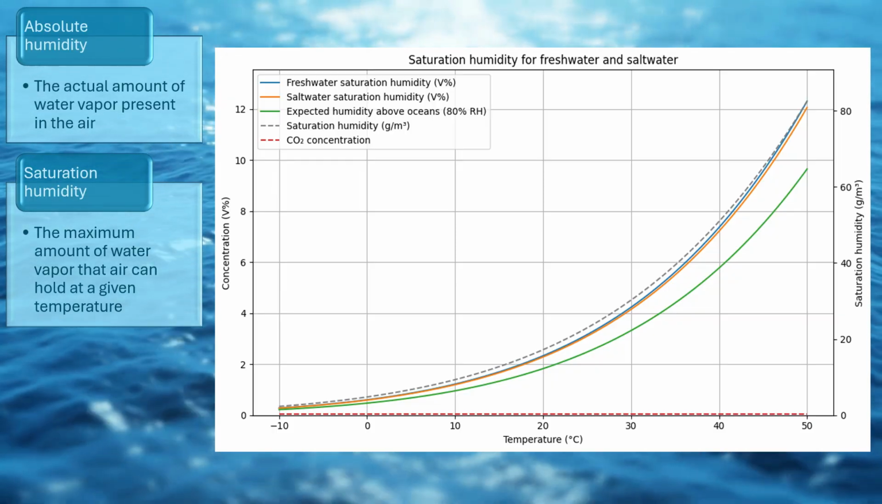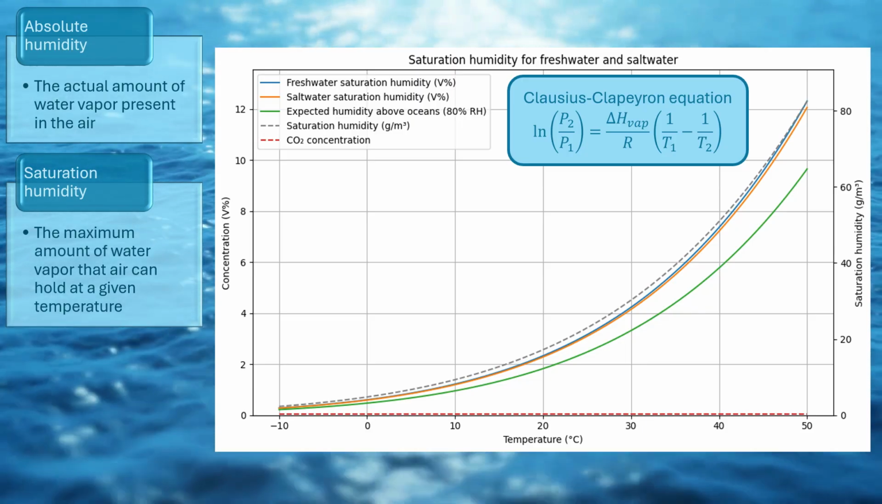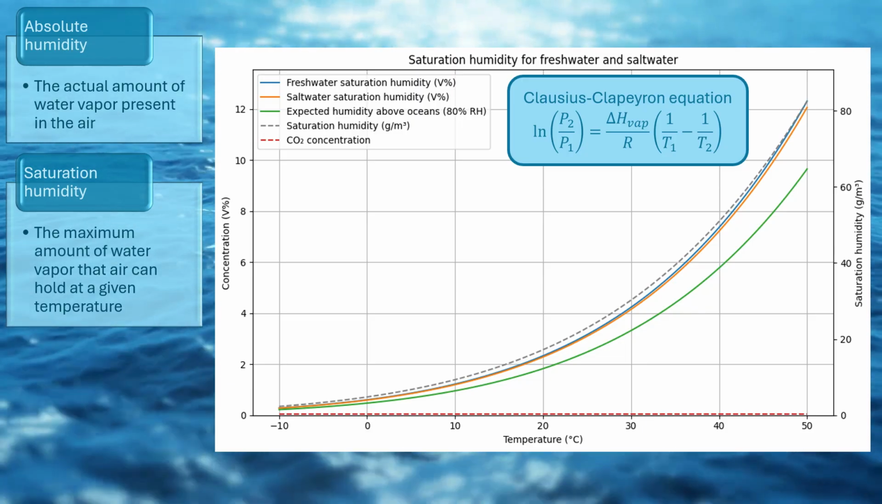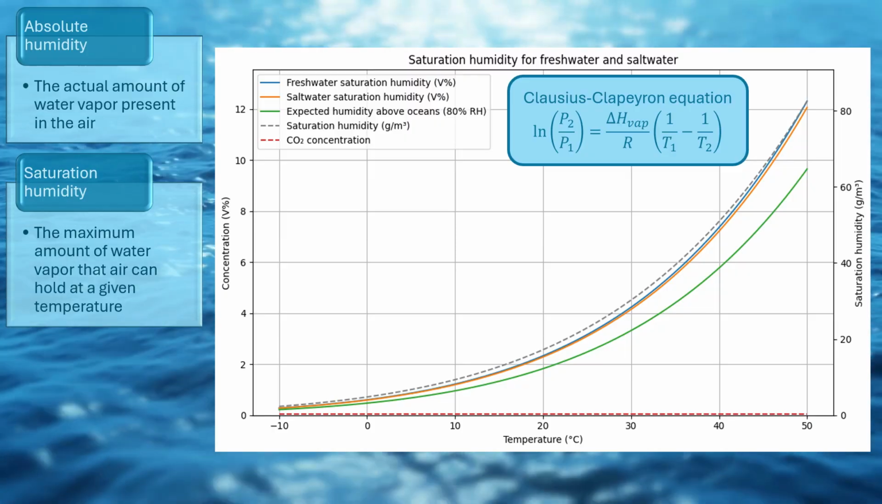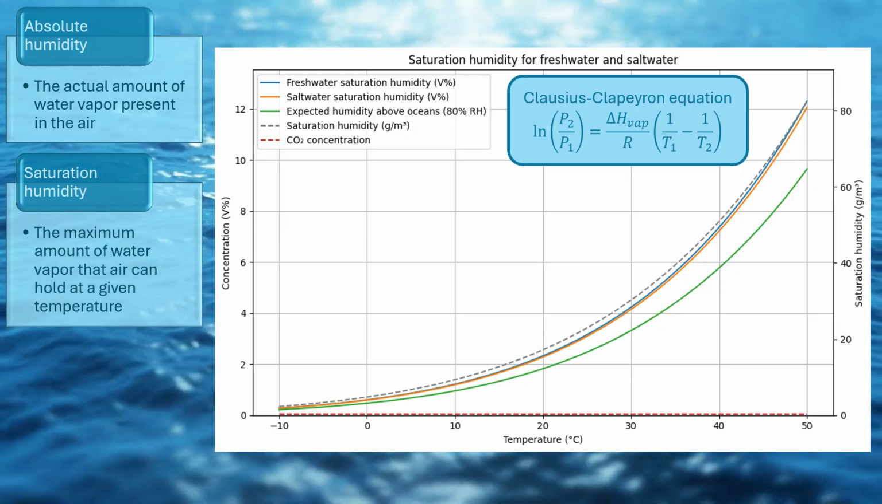This is described by the Clausius-Clapeyron relationship. Saturation vapor pressure increases approximately exponentially with temperature. This means that as temperature rises, the atmosphere's capacity to contain water vapor increases significantly.